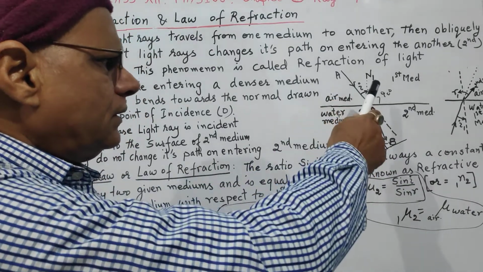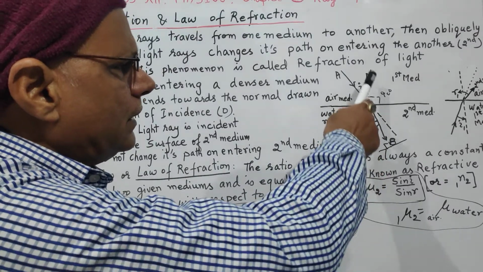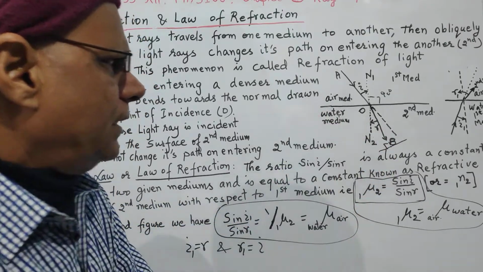Normal ON1, ON2 is a line which is drawn perpendicular to the surface separating air and water medium.